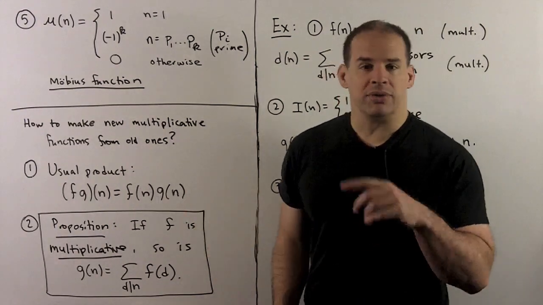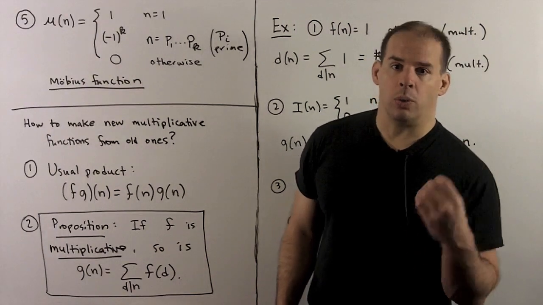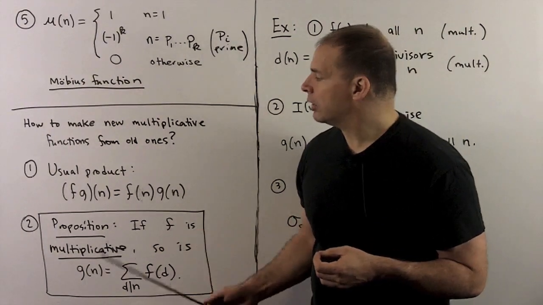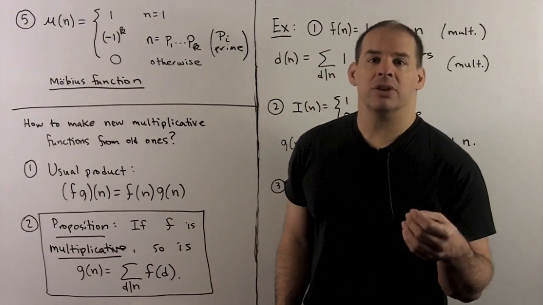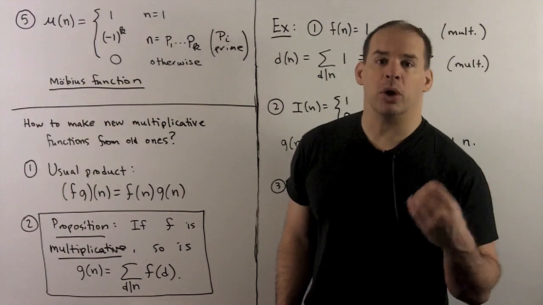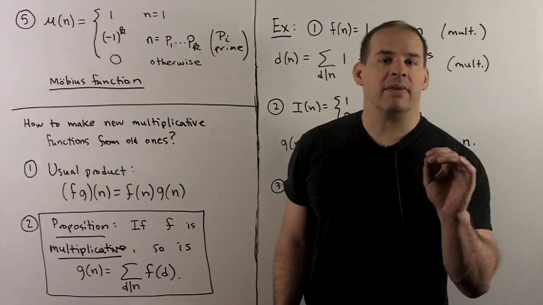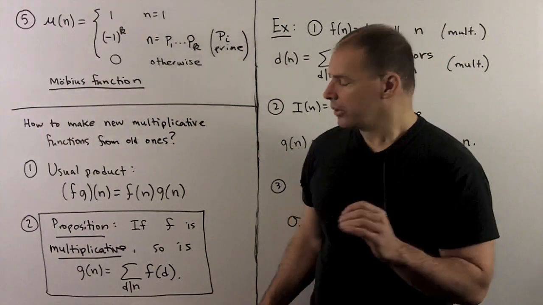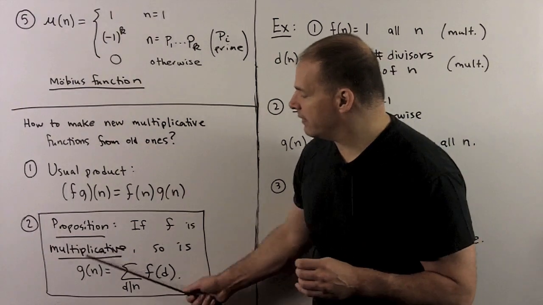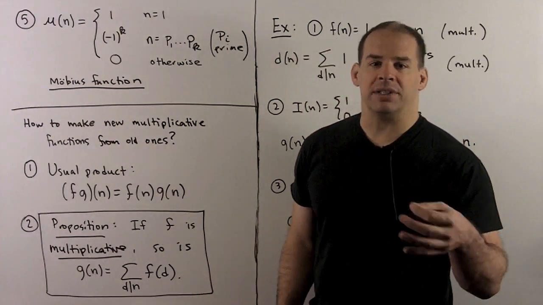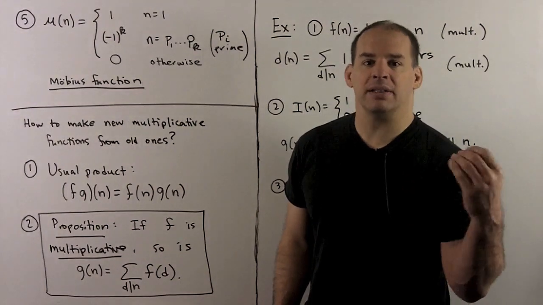Now, we have some examples of multiplicative functions. How do we make new ones from old ones? First, we have the usual product. If f and g are multiplicative, so is f times g, our usual multiplication of functions. We also have other operations at work. Proposition: if f is multiplicative, then so is g of n, defined by taking f of d, where d ranges over all divisors of n, and then taking the sum.